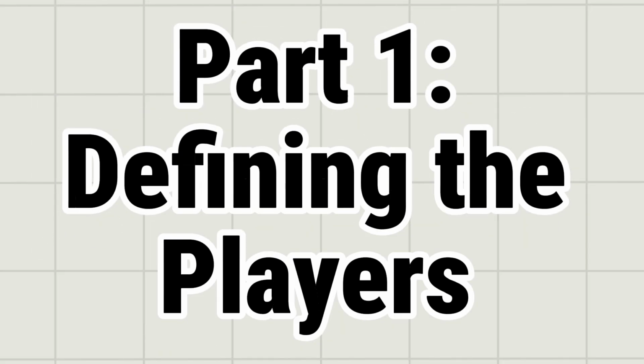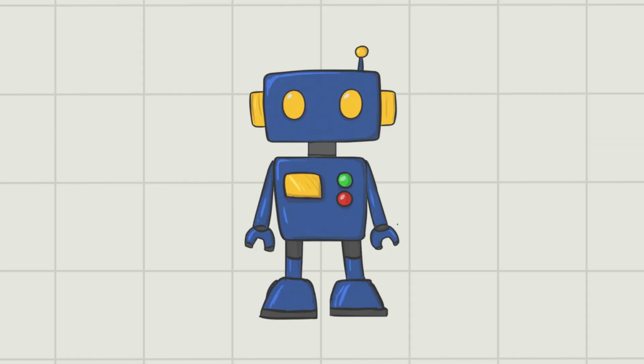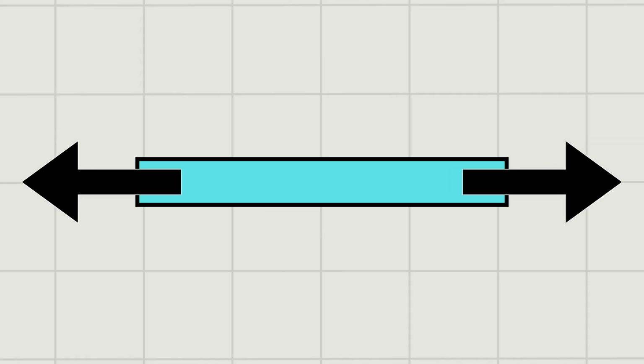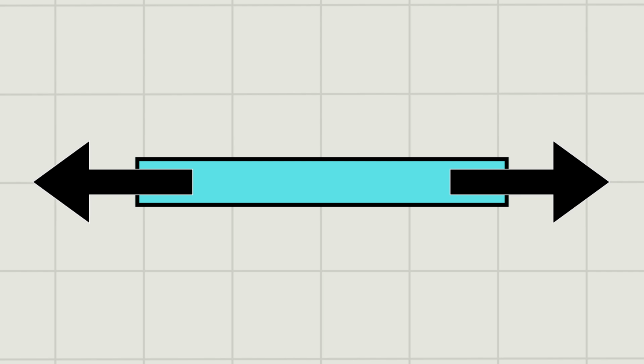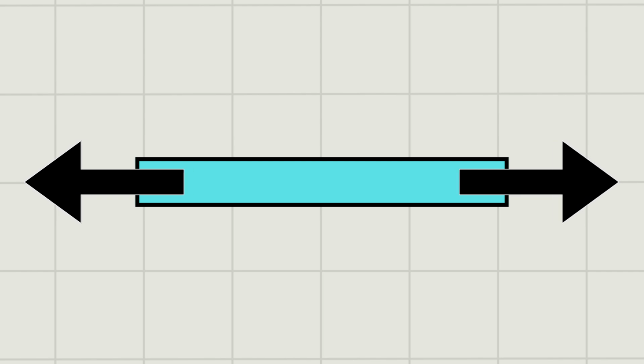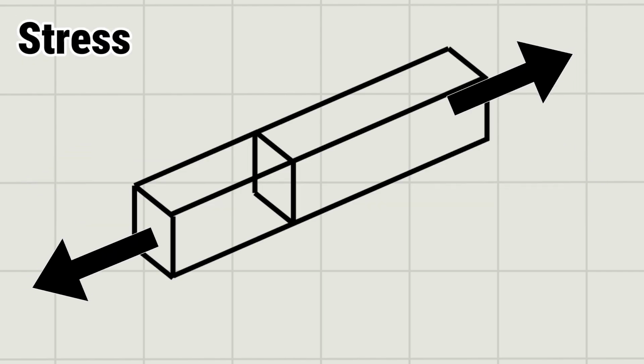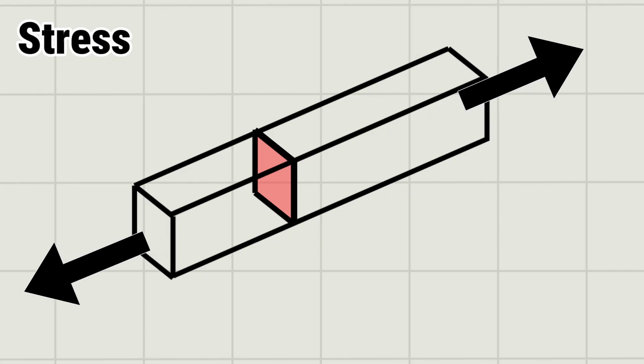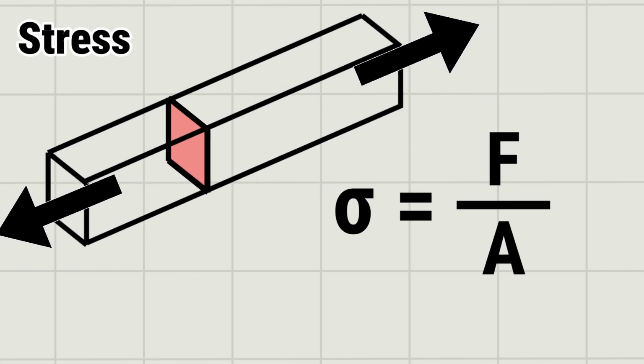Part 1. Defining the players. Let's keep this visually simple. Imagine a rectangular metal bar. When we pull on it, we are applying a load or force. Now, stress is internal. It is the internal resistance of the material to that applied force. Mathematically, it's force divided by the cross-sectional area. Think of it as pressure inside the material trying to hold it together.